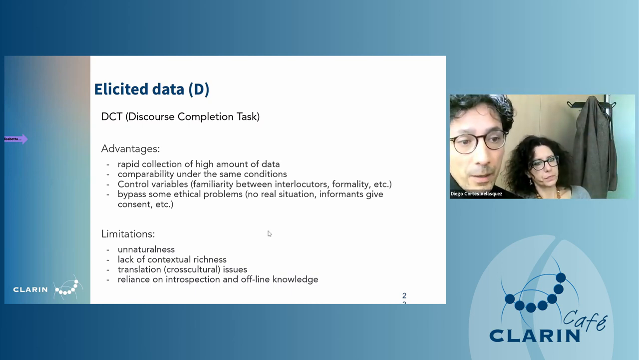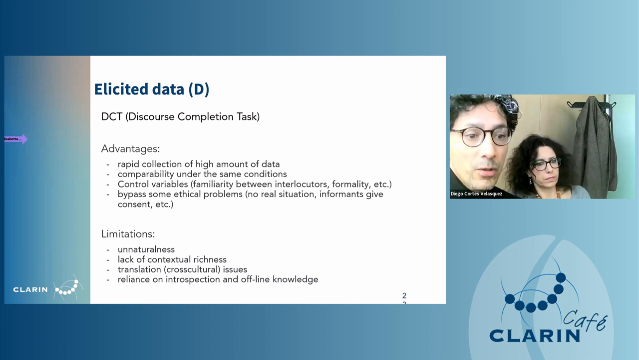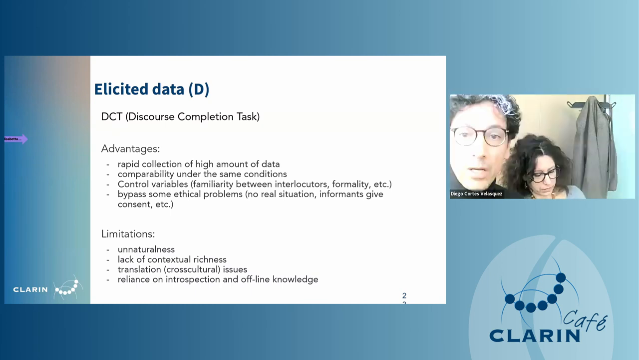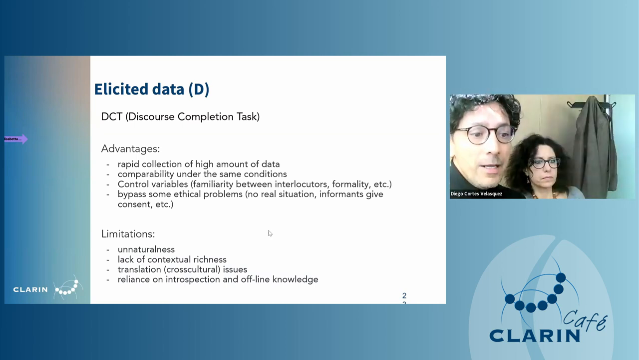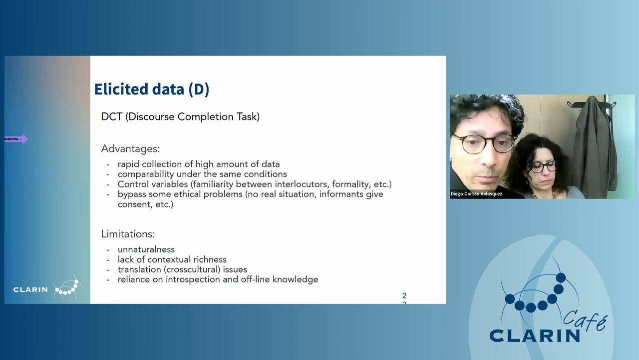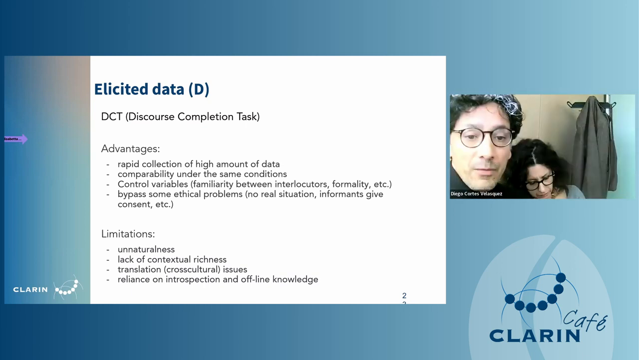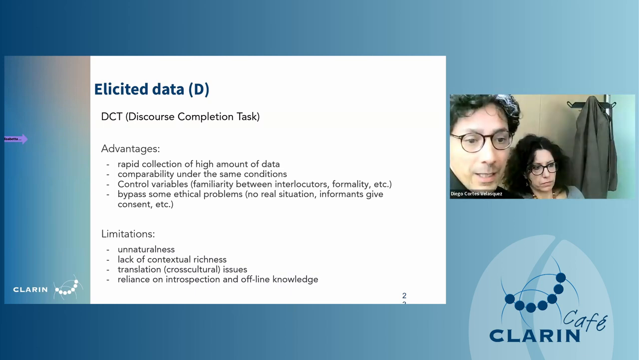We also have the possibility to compare the data collected under the same conditions. We also can control some variables like the familiarity between the interlocutors, the degree of formality, and so on. And by using the DCT, we can also bypass some ethical problems because it's not a real situation, so we don't have privacy problems. And by filling out the questionnaire, the informants automatically give consent. There is a disclaimer in the questionnaire, so they give consent.